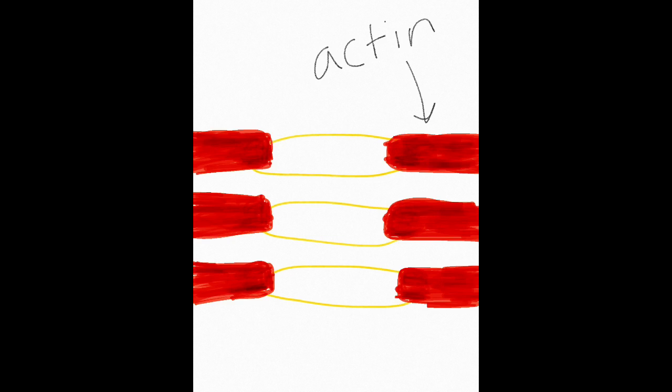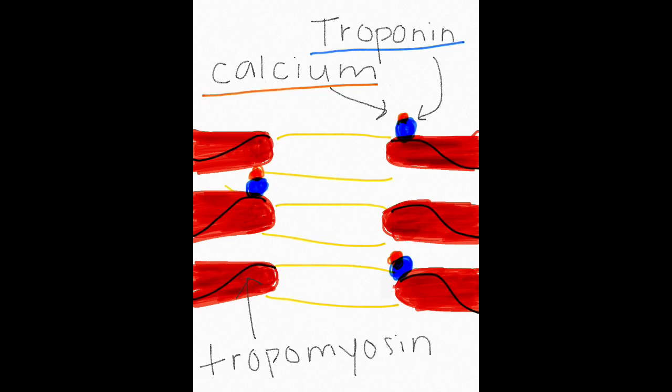Then we go to the tropomyosin, which is located on the actin filament, the troponin complex, which is also located on the actin filament, and then the calcium on the troponin complex. Later in the muscle contraction, we will see how the calcium plays a part in helping the process of contraction.